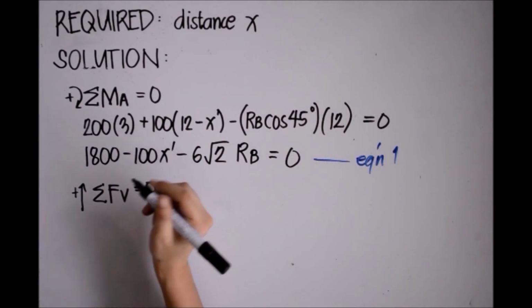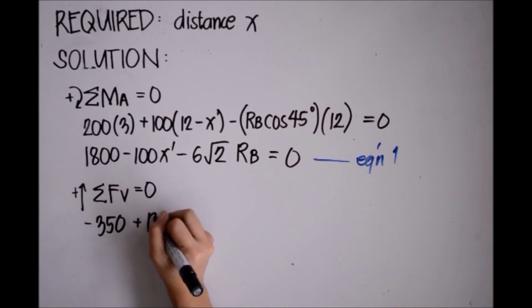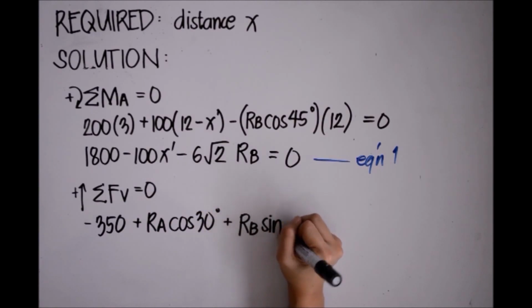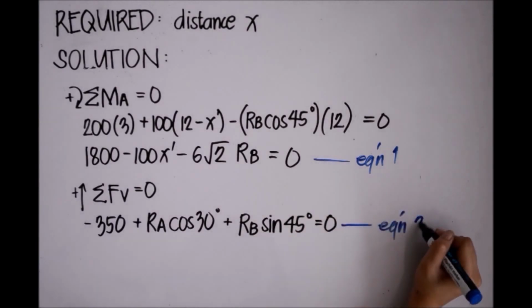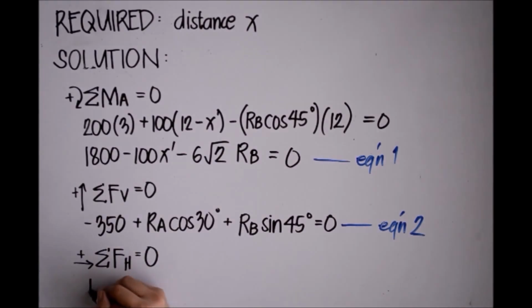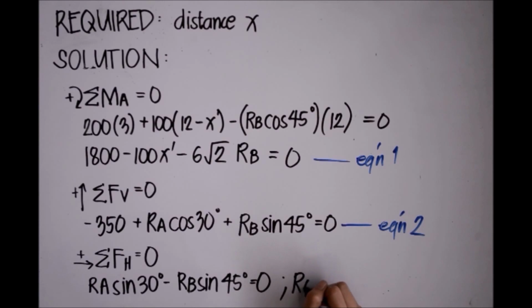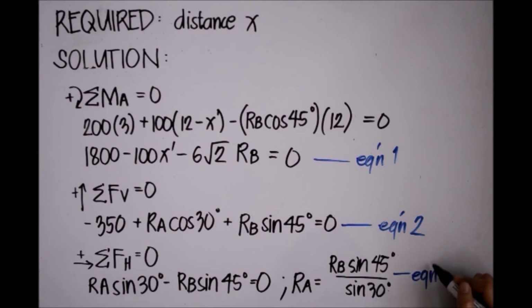Summation forces vertical, upward positive, is equal to 0. Negative 350 plus reaction at A cosine 30 degrees plus reaction at B sine 45 degrees is equal to 0. That will be our equation number 2. Summation forces horizontal, positive to the right, is equal to 0. Reaction at A sine 30 degrees minus reaction at B sine 45 degrees is equal to 0. RA then is equal to reaction at B sine 45 degrees all over sine 30 degrees, which will be our equation number 3.